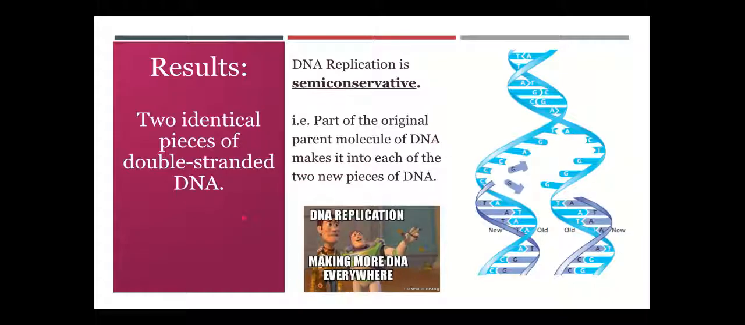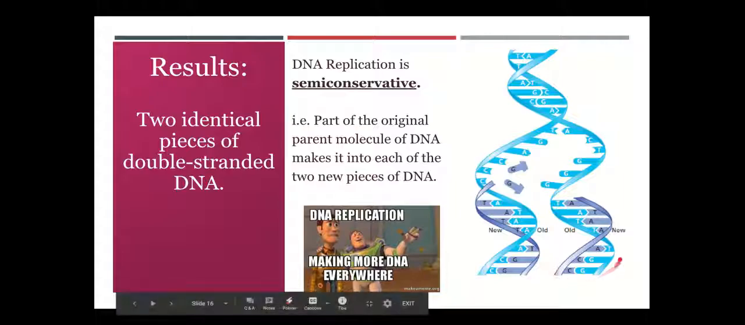So the result of DNA replication, as you might imagine, is 2 identical pieces of double-stranded DNA. So remember, we started out with a single piece of double-stranded DNA, 1 molecule of DNA. Through the process of replication, remember those 3 steps and those 3 enzymes, we now end up with 2 molecules of DNA that are identical to the original molecule.